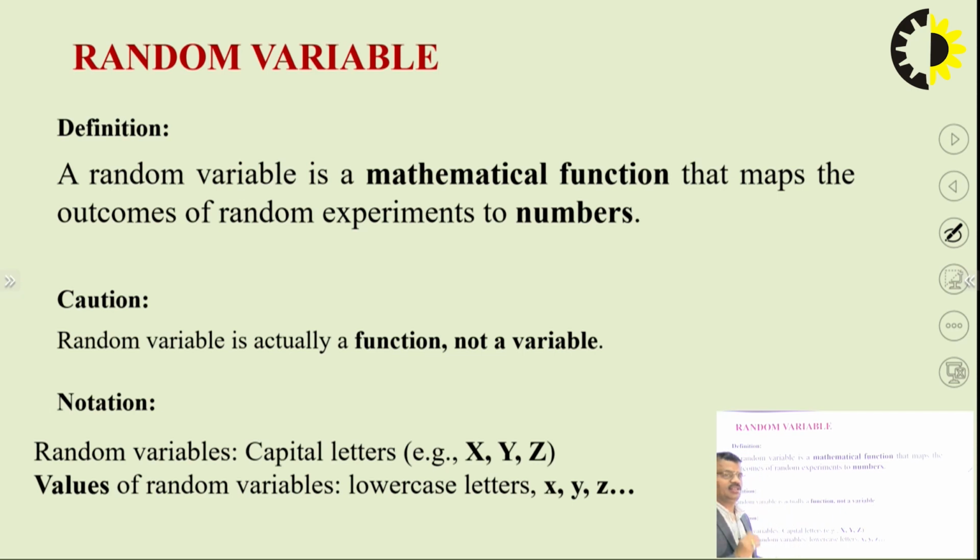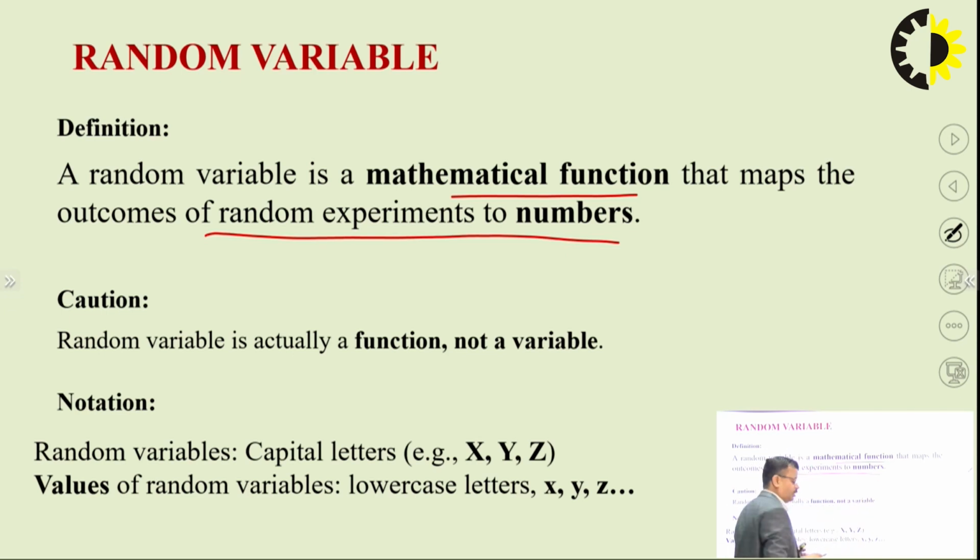Now let's see what a random variable is. What I am writing here is that a random variable is a mathematical function that maps the outcome of a random experiment to numbers. It is a type of mathematical function that maps the outcomes of any event or random experiment into real numbers.